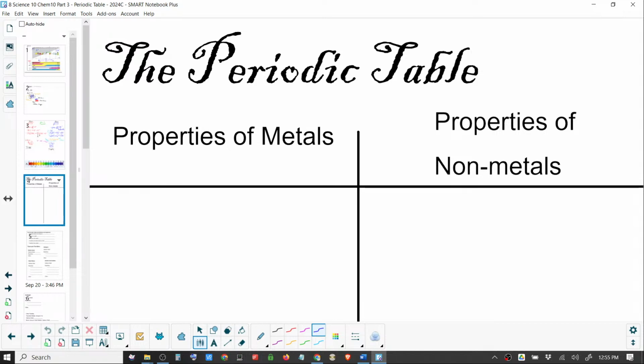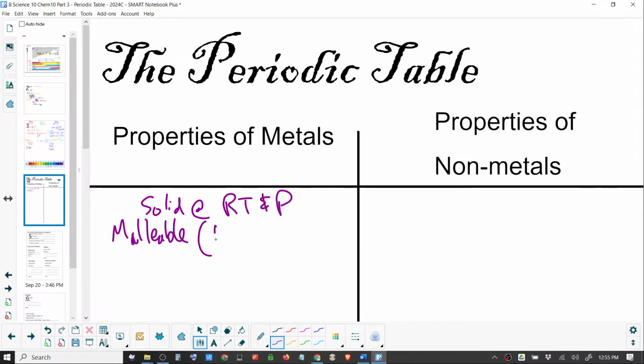What are some properties of metals? One, yes, go. It's a solid. It's often solid at room temperature. Solid at room temperature and pressure. RTP is room temperature and pressure, yes. Is it malleable? It's malleable. What does that mean? Yeah, you can mold it. It originally meant you can pound flat with a mallet or hammer.